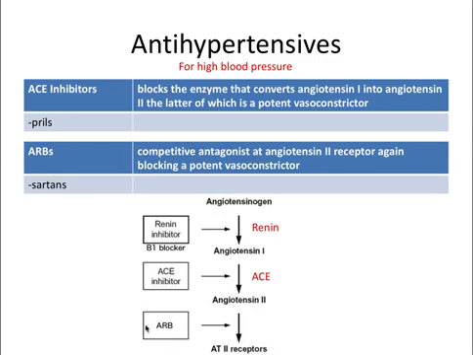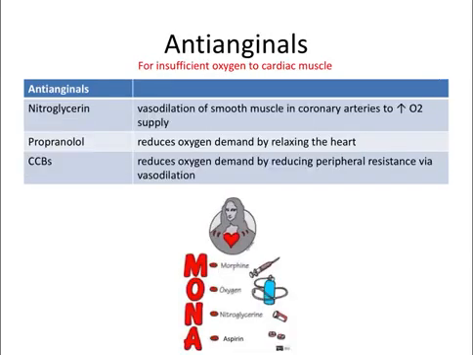And the final option is to block step 3. We actually competitively antagonize this receptor, so angiotensin 2 can't bind to it effectively. So angiotensin receptor blockers, or ARBs for short, all end in sartan. So losartan is an example of this. All right, so those are a couple of antihypertensives.